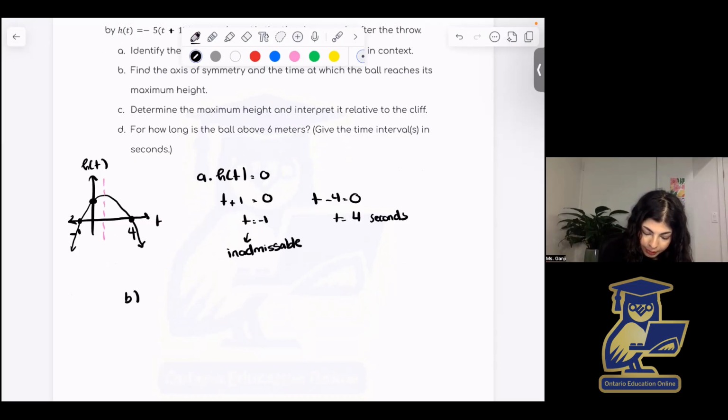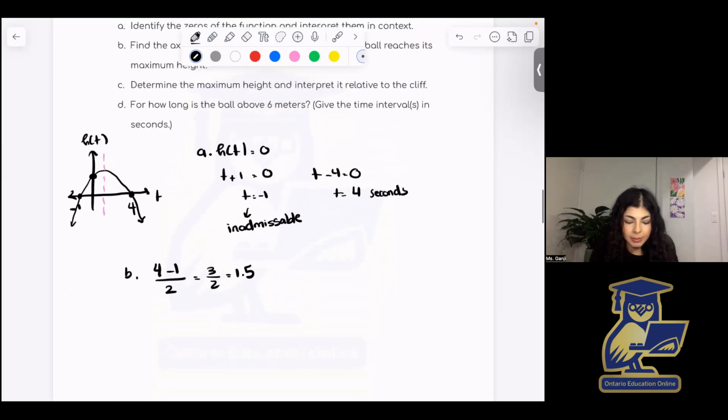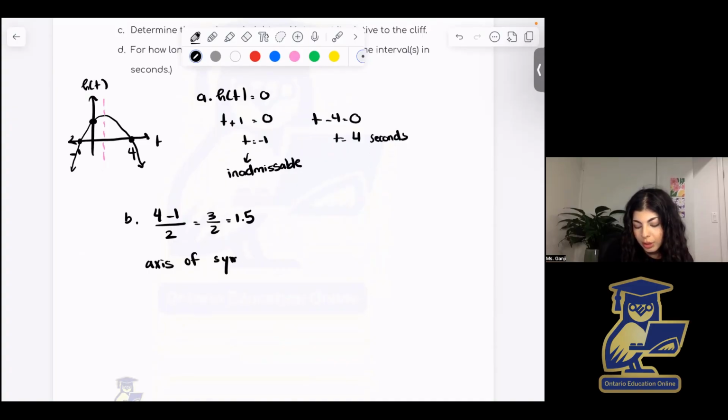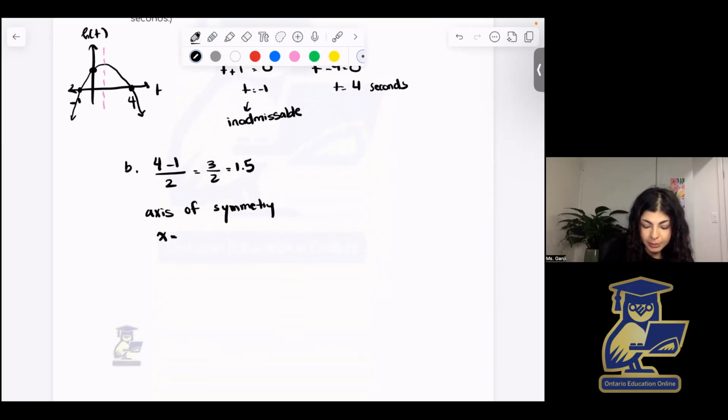So here, for B, we would have to add these two and divide by 2 to get 3 over 2, or 1.5. And so I know that at time 1.5 seconds, the ball reaches its maximum height. So my axis of symmetry first. So make sure you are answering all parts of the question, even though I know we're excited to go get to the second part and answer the maximum height. You were asked for the axis of symmetry, so please include that as x is equal to 3 over 2.